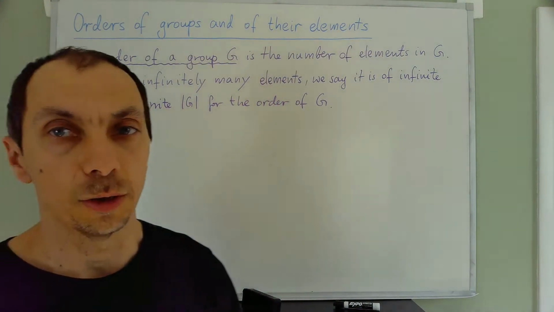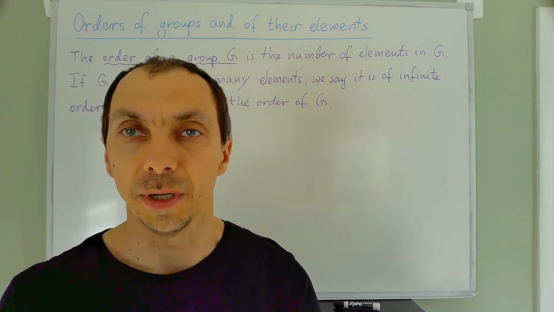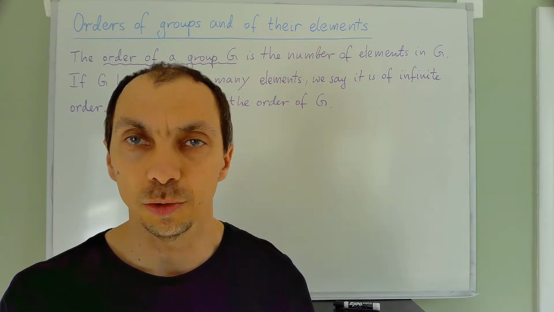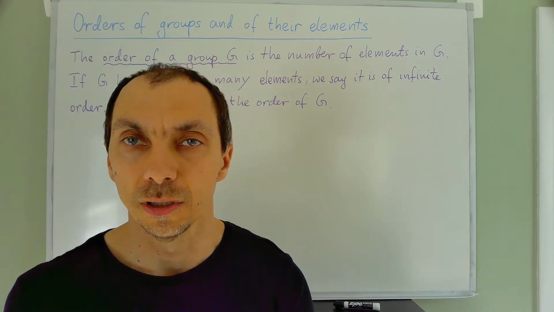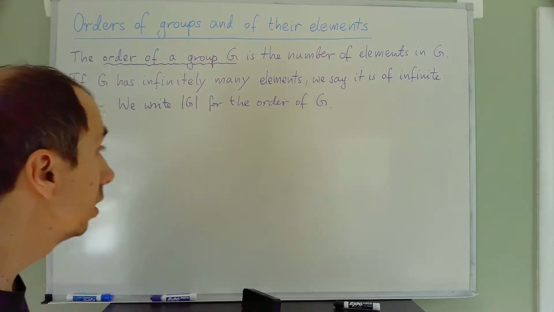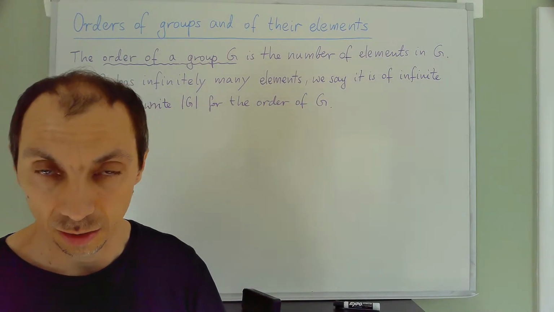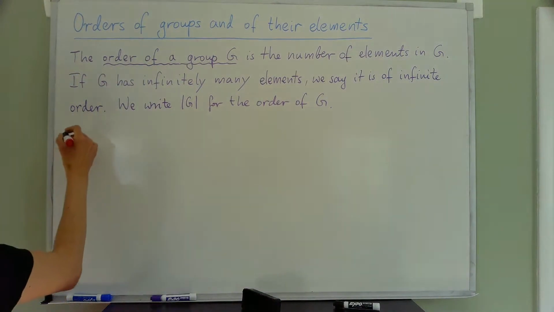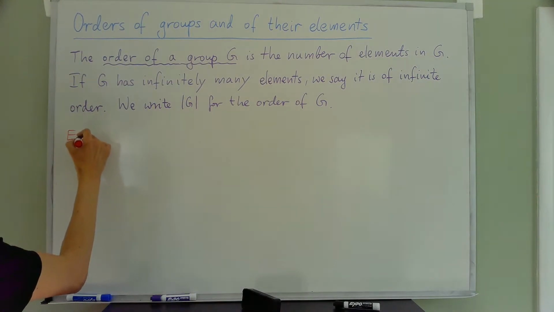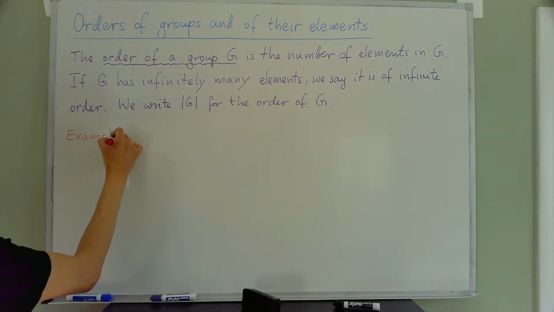Sometimes a group can have finitely many elements or infinitely many elements. So you can have a group of finite order and of infinite order. In either case, this is the notation for the order of G, so for how many elements it has. So let's just quickly do a few examples. However, this notion is really simple, so I'm not going to spend too much time on it.